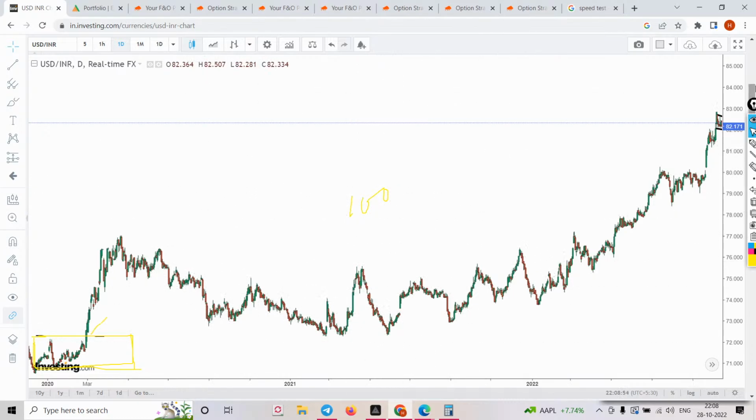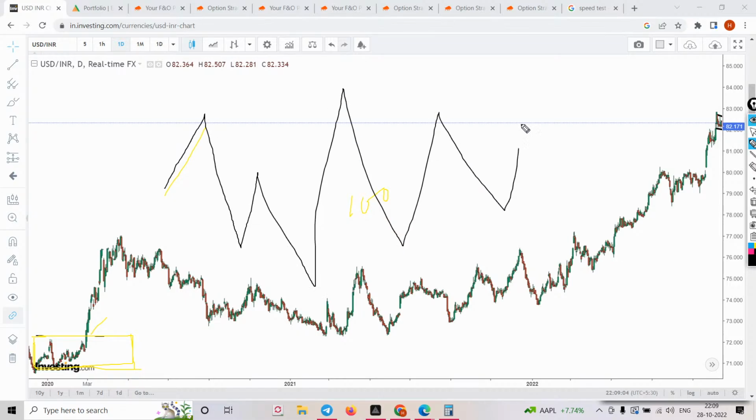Check this. When the market comes down, it comes down, and when the market goes up, it goes up in a subtle way. It doesn't make this kind of move. With Nifty and Bank Nifty, it goes up, comes down, goes up, and comes down again. USD INR is not like that. It is very, very subtle and very standard.